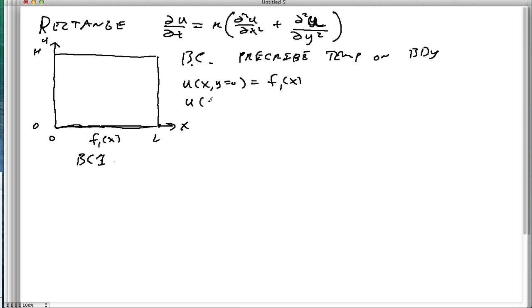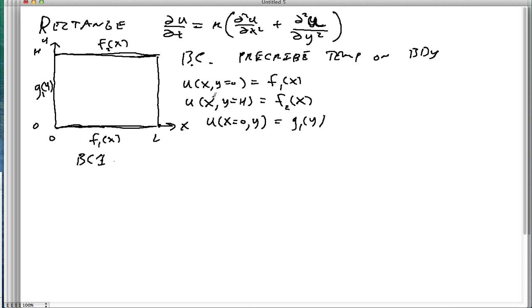So U of x, y equals h. That'll be the top one here. We'll call that f2 of x on the top. Okay, and likewise we have 2 others on this side. We'll call that U of x equals 0, y. That's going to be called g1 of y. I'll put that over here. And then finally, U of x equals L, y is equal to g2 of y, and that'll be over here. All right, so these are the boundary conditions.